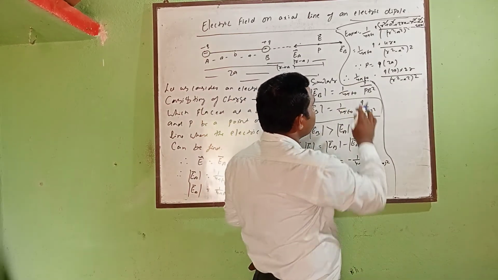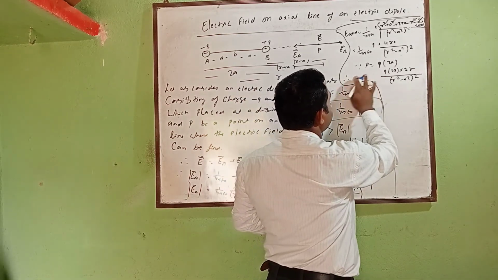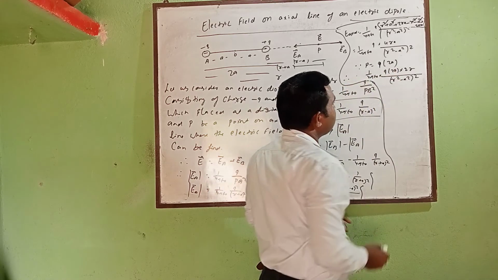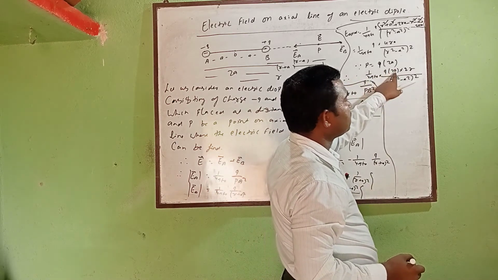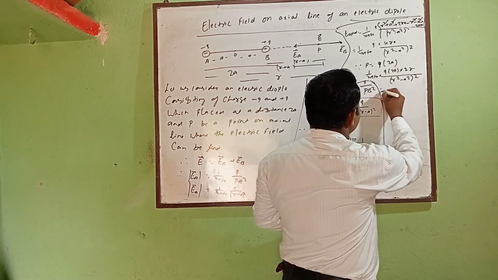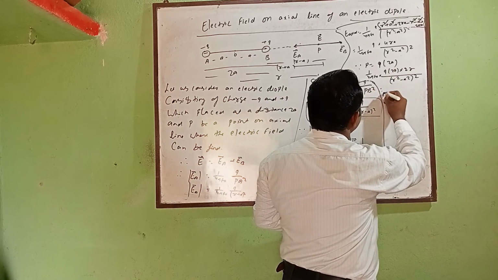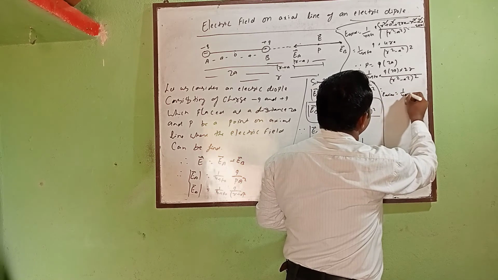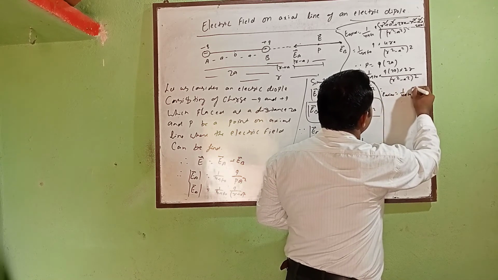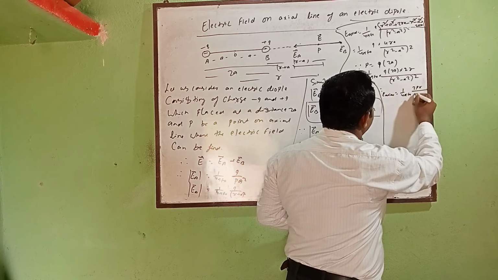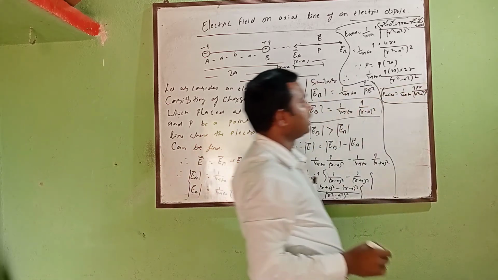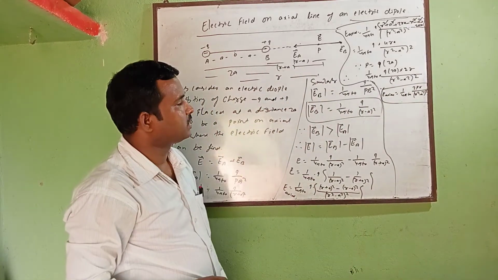Students, are you able to see? Here is 1 by 4 pi epsilon naught, 1 by 4 pi epsilon naught into. Okay. Now here you will write p. Therefore you can write which one? E axial equal to 1 by 4 pi epsilon naught, here will be 2pr divided by (r square minus a square) whole square. Okay, that will be the final answer. Okay, this will be the final answer.